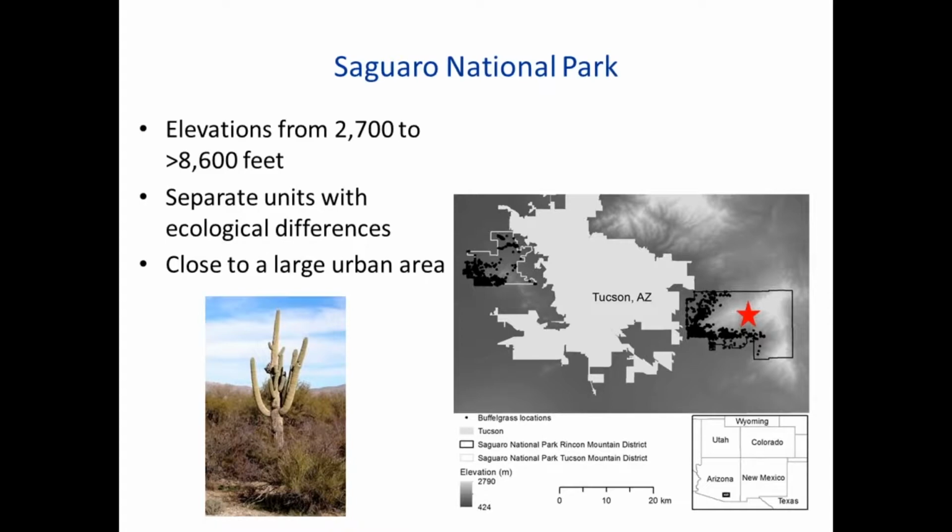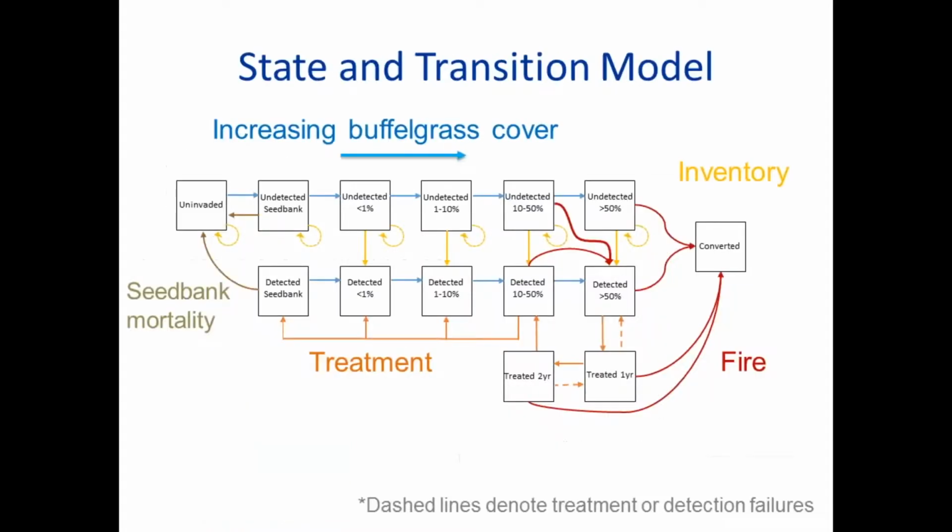The study site I'm going to talk about is Saguaro National Park, which is situated on either side of Tucson, Arizona. What I'm going to focus on today is the eastern unit, which has a lot larger topographic variation than the western unit does. A lot of the fire questions are more of an issue in that eastern unit. We developed a state and transition model working with resource managers at the park and those from the area that also work with bufflegrass.